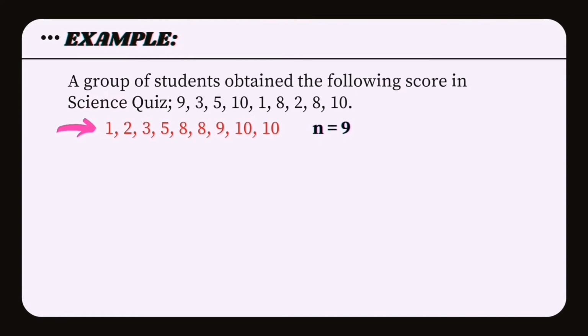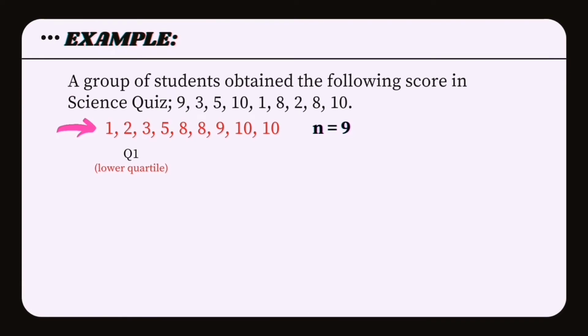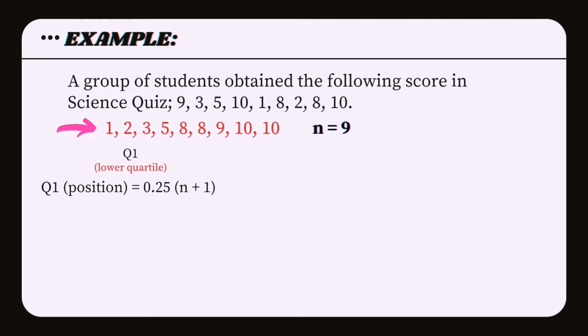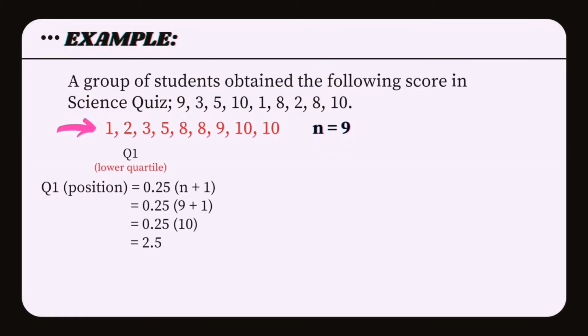The value of n is equal to 9. Let's now proceed in finding the lower quartile. So the formula that we're going to use is 0.25 times n plus 1. And again, substitute 9 for the value of n. Now, we have to solve 0.25 times n plus 1. So, 9 plus 1 is equal to 10. So, we have now 0.25 times 10. And the answer is 2.5.